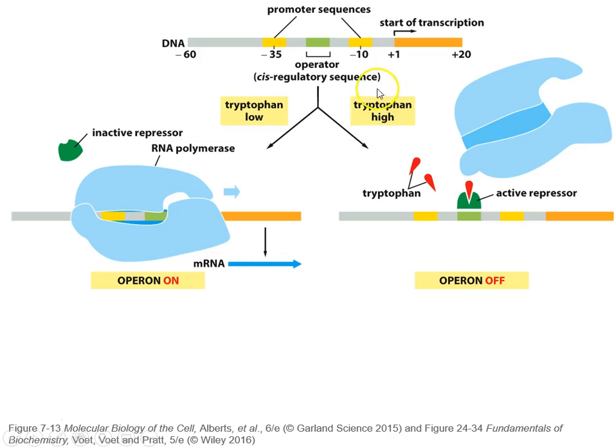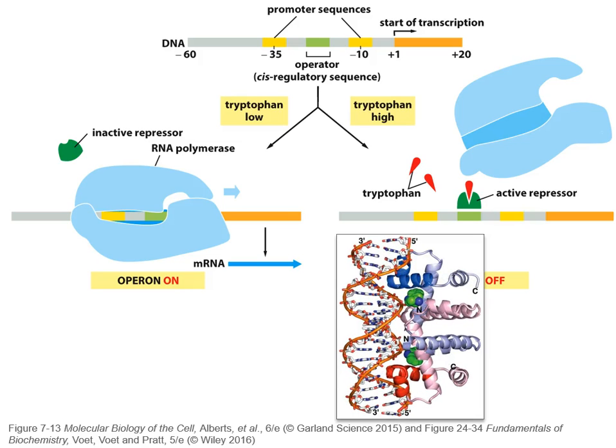But if the tryptophan concentration is high, then tryptophan acts as a ligand and binds to the receptor, and then the receptor binds to the operator, and because the operator is right in the middle of these 2 minus 35 and minus 10 sequences, the RNA polymerase can't bind, and the operon is off.